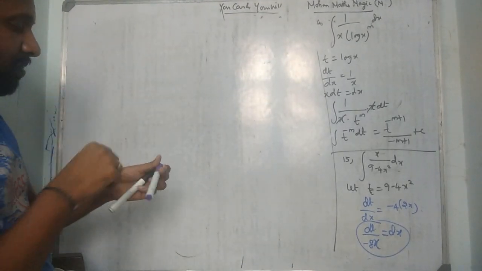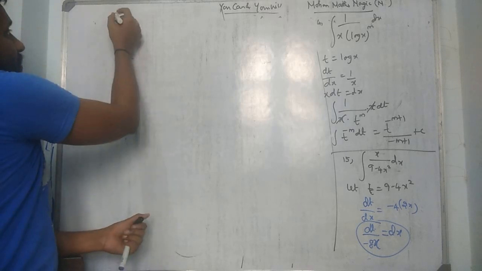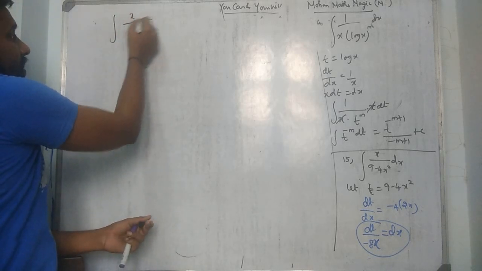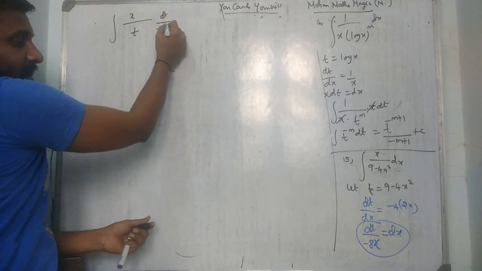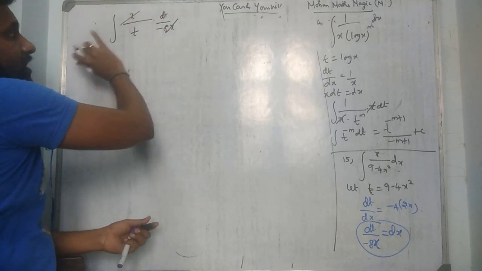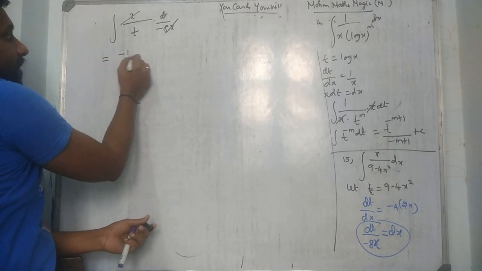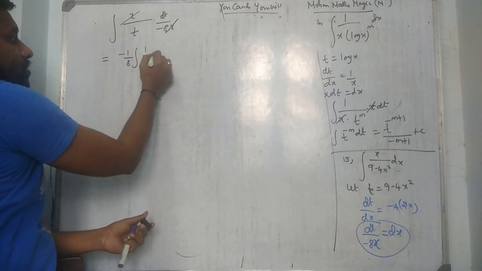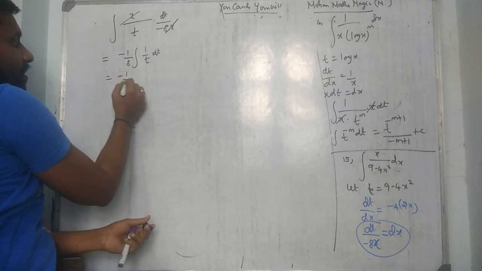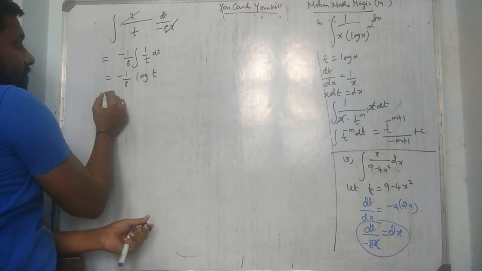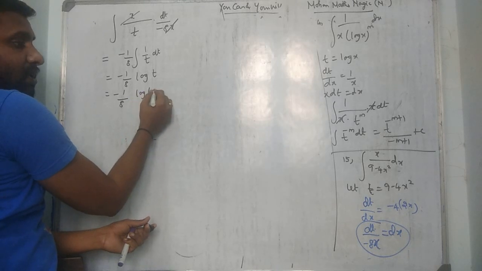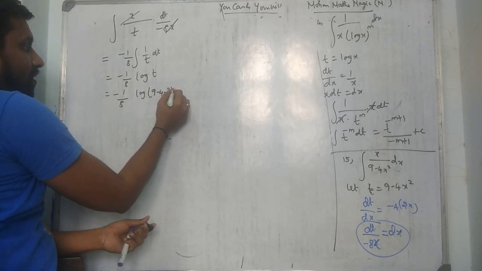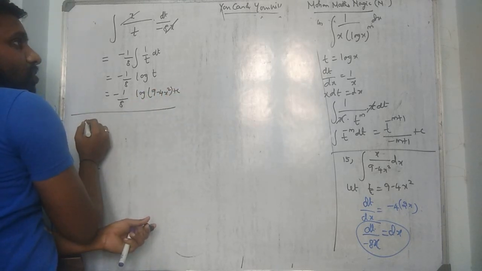So in place of dx, I will substitute. Therefore integration x ஒண்ணுமே பண்ணாத, denominator பதிலா t, dx க்கு பதிலா dt upon minus 8x, x x cancel, there is no two variables. Minus 1 upon 8 I have taken outside. 1 upon t integrate panna, I will get log t. In place of t, I have to substitute 9 minus 4x square plus c.